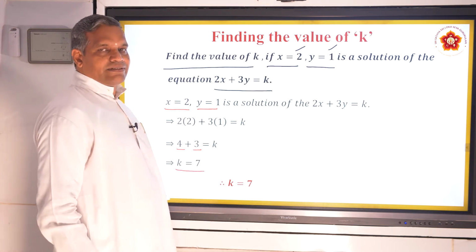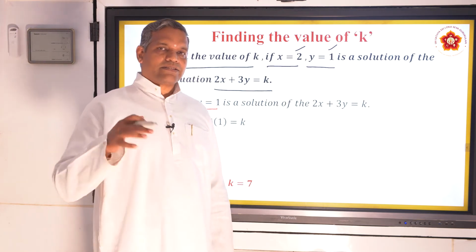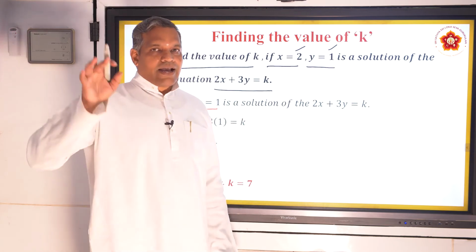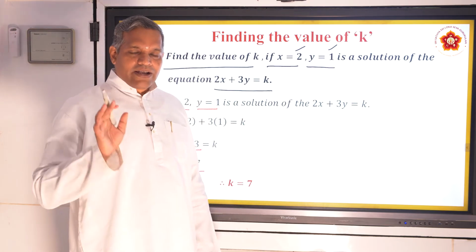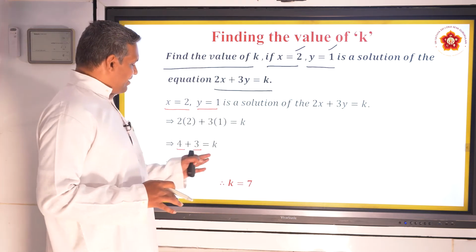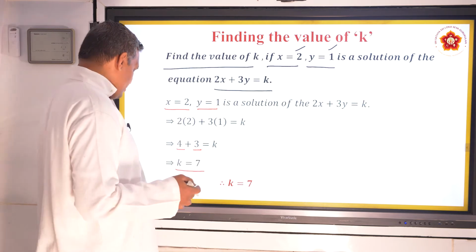Tell me, is it difficult? Almost in no time you discover the k value, but unnecessarily some students, I've seen a number of students, they fear. Find the value of k means, I don't want that sum, I leave off that sum. No, finding k is easy. Just put that x value, put that y value and get k is equal to 7, that's all it is. Understand, don't get scared. Go to the next slide.